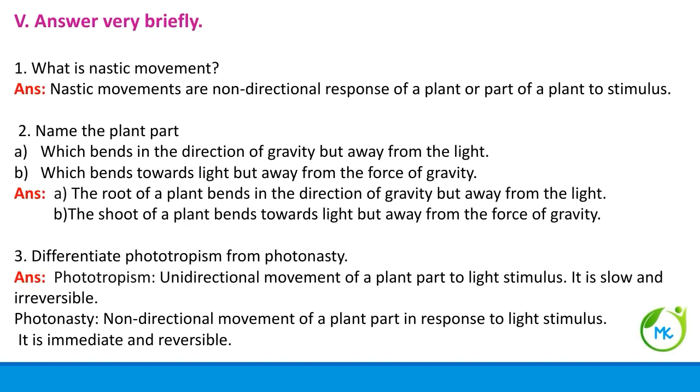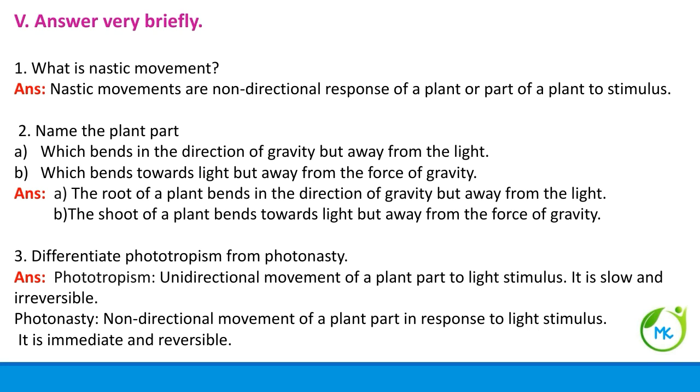Next, answer very briefly. First question, what is nastic movement? Always remember in your mind, nastic movement is nothing but non-directional movement. Tropic means unidirectional movement, whereas nastic means non-directional movement. So nastic movements are non-directional responses of a plant or a part of a plant towards the stimulus.